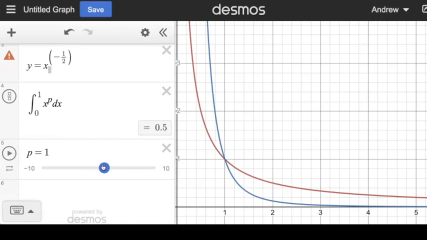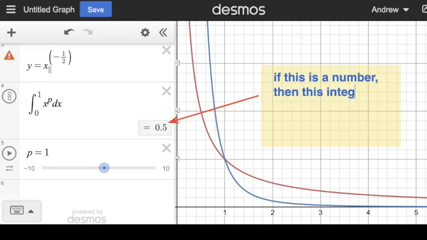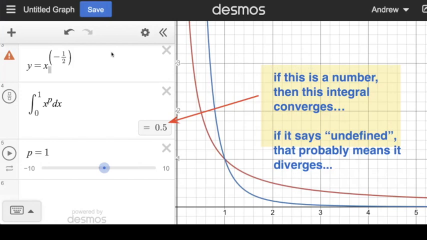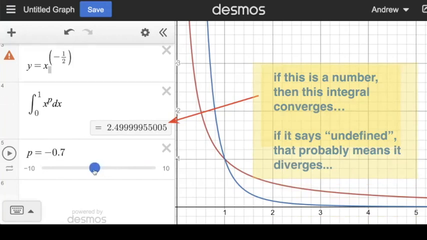For instance, right now I see that when p is equal to 0.5, this integral converges, and I'm going to be looking at this number right here, so that if this is a number, then this integral converges. If it says undefined, that probably means it diverges, as long as we're not dealing with round-off error. So that's what I'm looking for here to track this data. I can test a lot of points at once by dragging the slider. Notice I'm getting numbers all the way down until I hit -1. All of these values, I'm getting numbers. And then I hit p equals -1, and suddenly this is undefined.